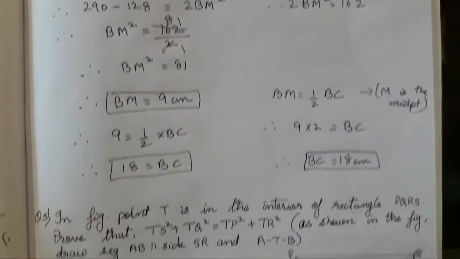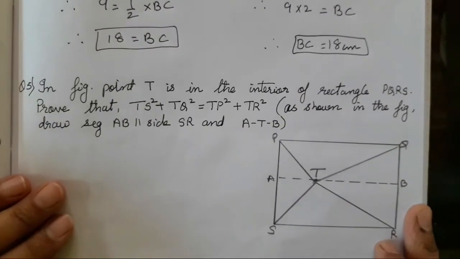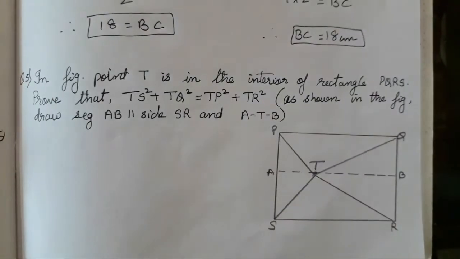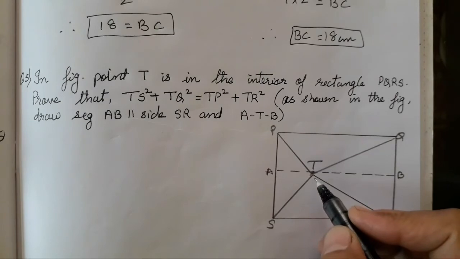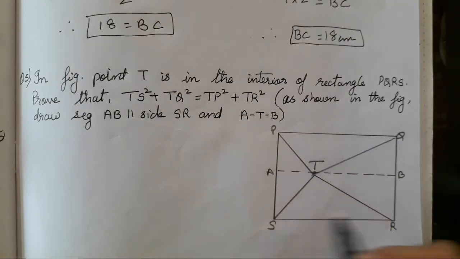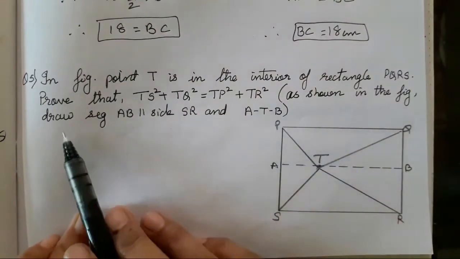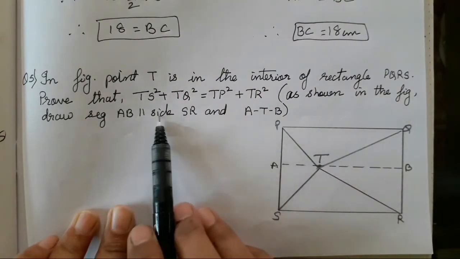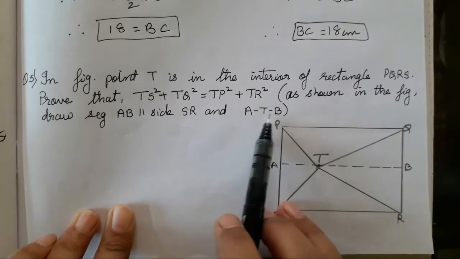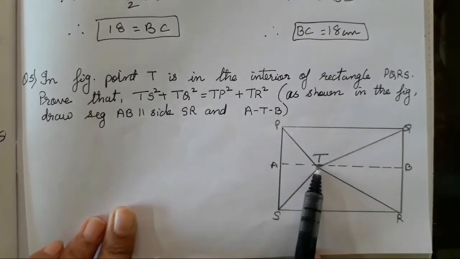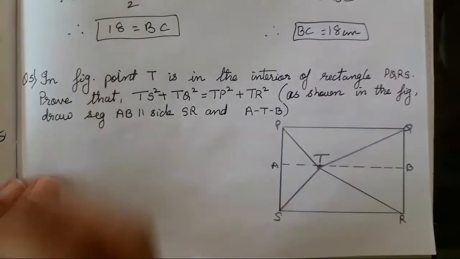Got it? Now, question number 5. This looks different, but it's very easy. It's kind of a theorem only. In the figure, point T is the interior of the rectangle PQRS. Prove that this, as shown in the figure, segment AB is parallel to side SR and T is between A and B. That is what has been given.